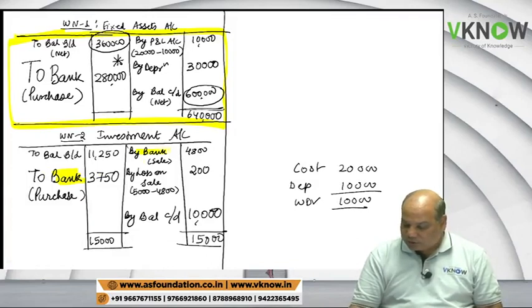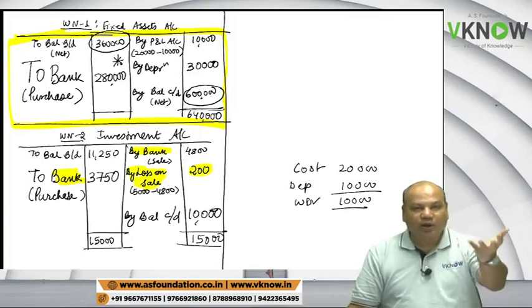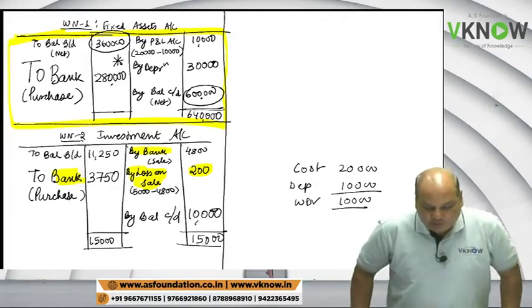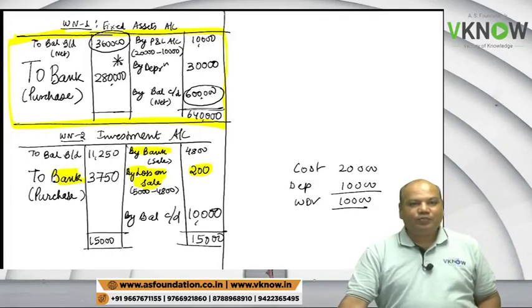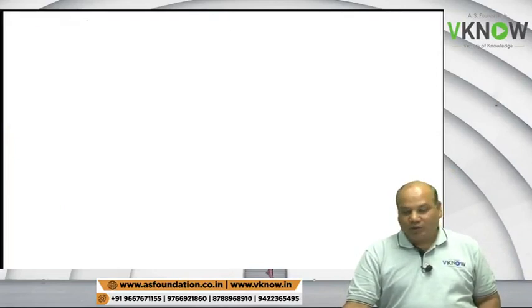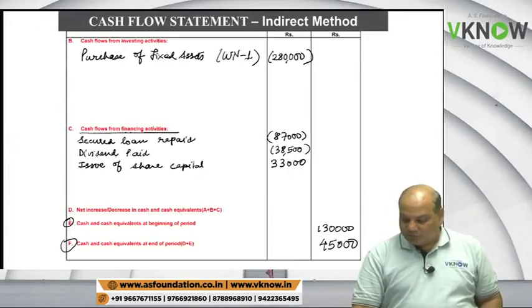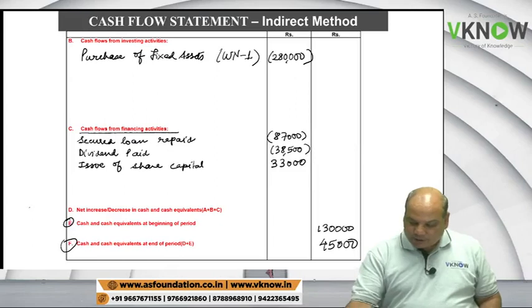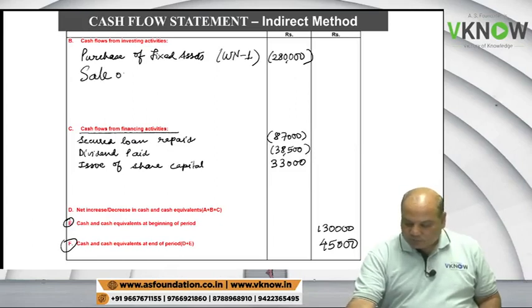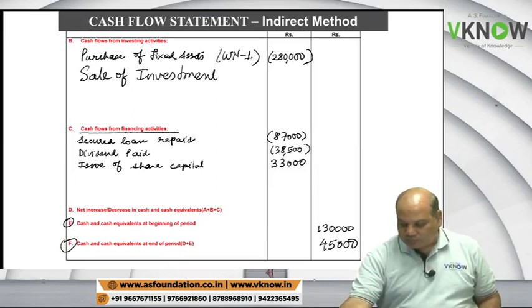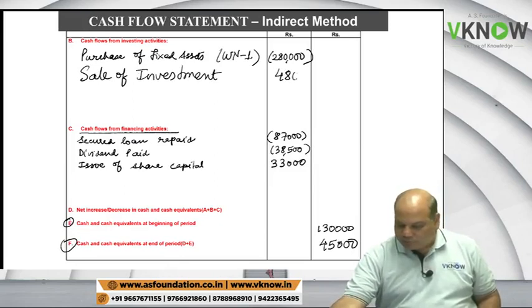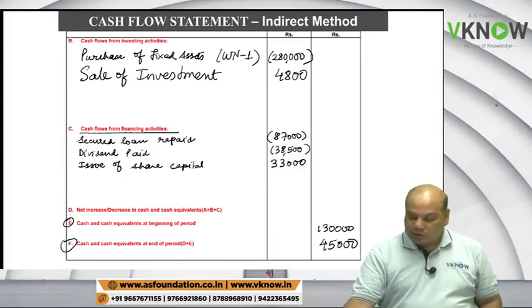Purchase and sale we will write in investing activity, and loss on sale we will add back in operating activities. Do you agree? Say yes, we agree. So please come to investing activity, right here: sale of investment, 4,800.